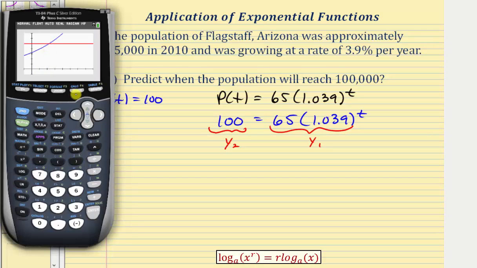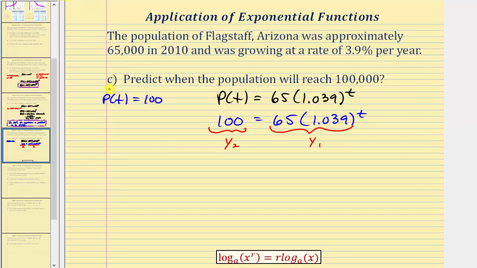So we'll press second trace for the calculation menu, option 5 for intersection, and now we can just press enter 3 times. So enter, enter, enter. Notice how we get t, or in this case x, is approximately 11.26. So graphically we know the solution is t is approximately 11.26, but now let's also solve this using logarithms.